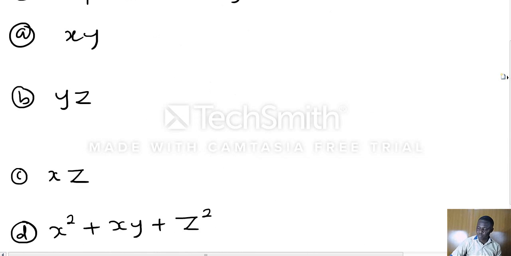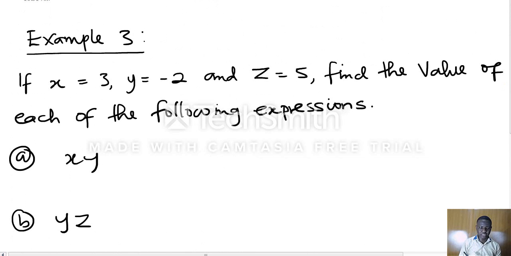Let's take example 3. Example 3 says, if x is given as 3, y is equal to -2, and z is equal to 5, we should find the value of each of the following expressions. Now, the first expression on our example 3 is x times y. So what you are going to do is get the value of x and get the value of y and multiply both of them together. When you do that, you have the value for the algebraic term xy.